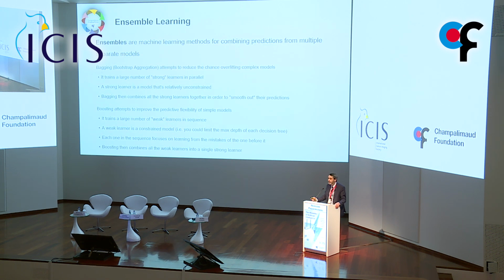Now, ensemble has already been mentioned, and basically those are machine learning methods that combine predictions from multiple separate models. There are three main versions of ensemble training. The first is the bagging methods, coming from bootstrap aggregation, where we try to reduce the chance of overfitting by recruiting strong learners that produce predictions in parallel. A strong learner means a highly complex model, a model with many features. Bagging combines all the strong learners' performance together in order to smooth out their predictions.